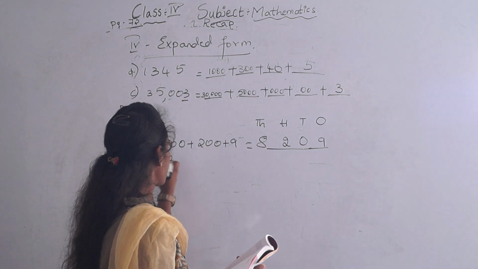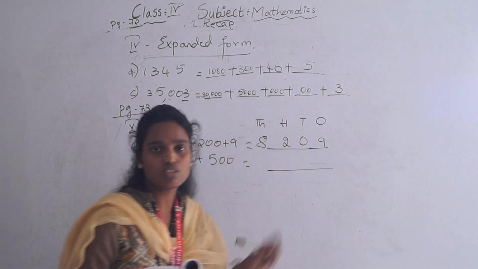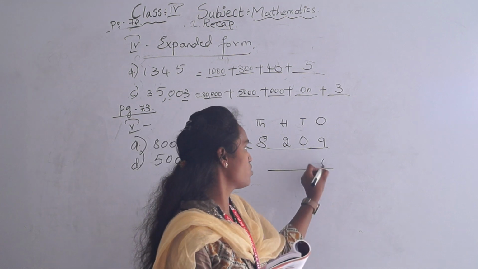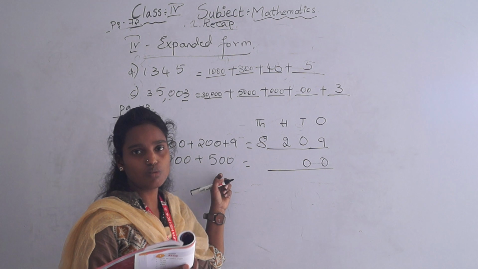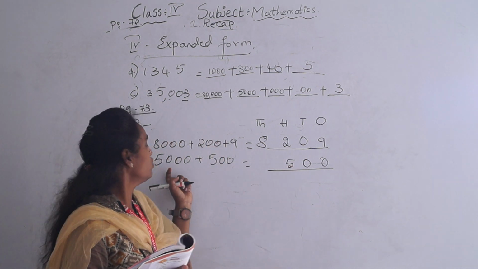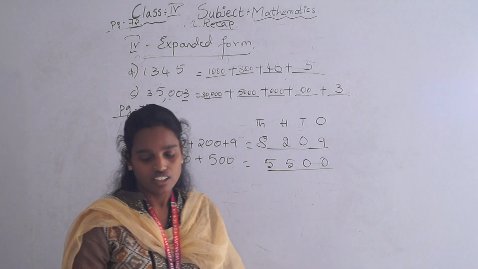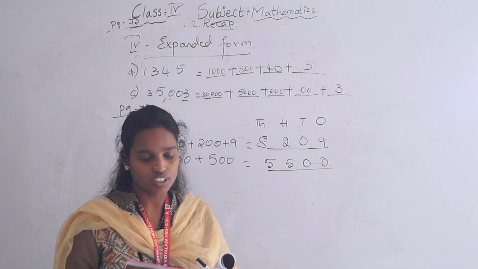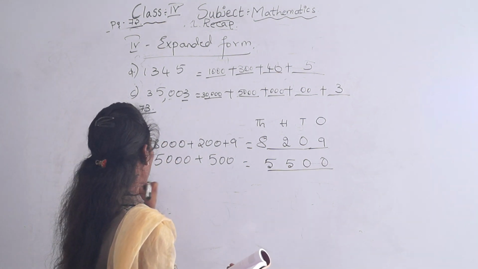Okay, let's do the next bit. 5500. This is also according to place value only. Here, is there any ones value in this? No. So keep it 0. Any tens value? No. Keep it 0. What is the hundreds value here? 5. So write it as 5. Thousands value? 5. So what is the answer? 5500. Got it? Do the B and C bits as homework. Okay? Let's go for the 6th bit. Even numbers.